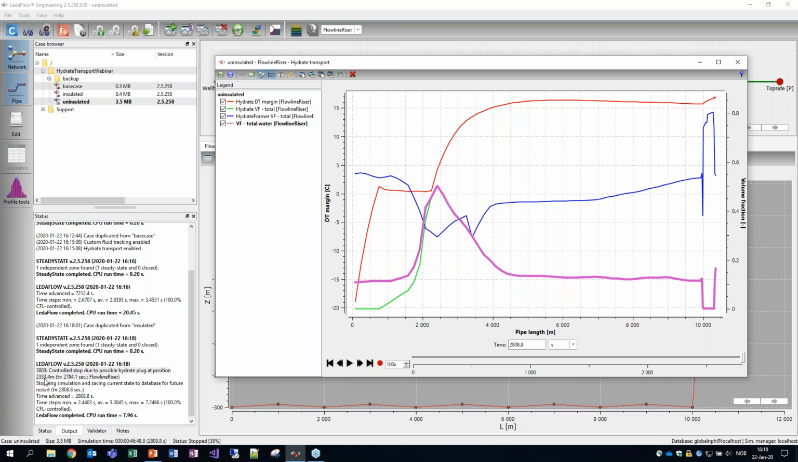So LedaFlow is telling me that we have a potential problem at this point in the pipe, which is correct. We have 50% hydrates here, and all the water is converted into hydrates at this location. So it's going to be very difficult to transport this. So we don't really want to operate in this way. So this is just showing the difference between an insulated and an uninsulated pipe. And this hydrate transport feature can be used for many other studies as well. So I'm handing it back to Mike now to answer some questions.